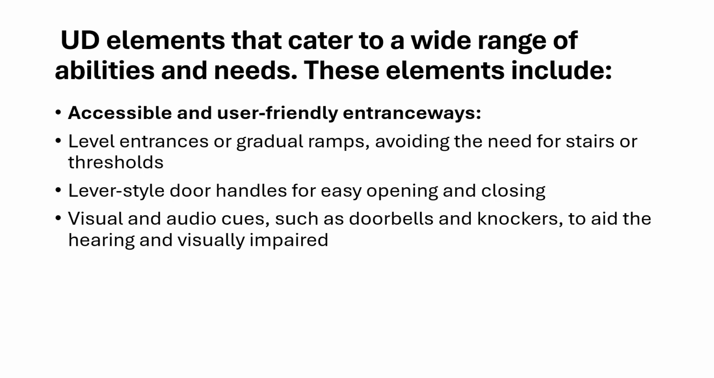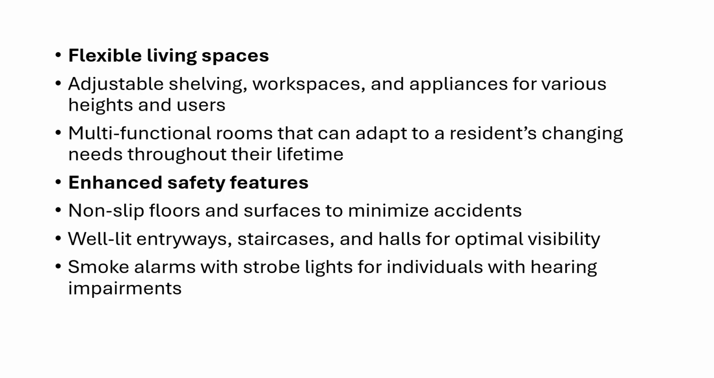Visual and audio cues, such as doorbells and knockers, aid the hearing or visually impaired. And that doorbell could have something that lights up inside. If you put in the right system from the get-go, it is so much simpler. Why wouldn't we do it? The next part is flexible living spaces. So we want adjustable shelving that's very easy to adjust, workspaces, and appliances for different heights and users.